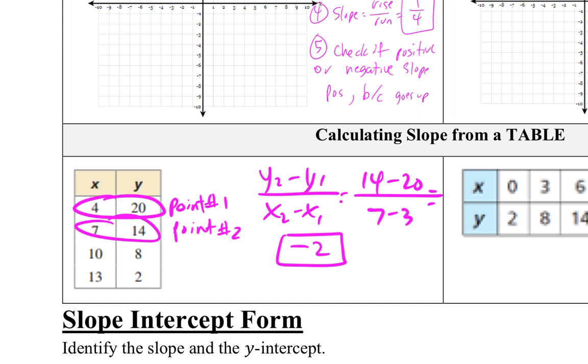And if we look, it's a negative slope, and we can tell as x is increasing, y is decreasing. As x increases, y is decreasing. That means it goes down, negative slope.